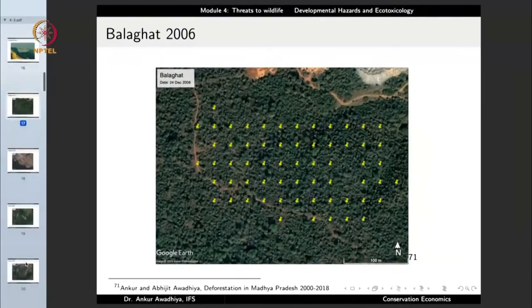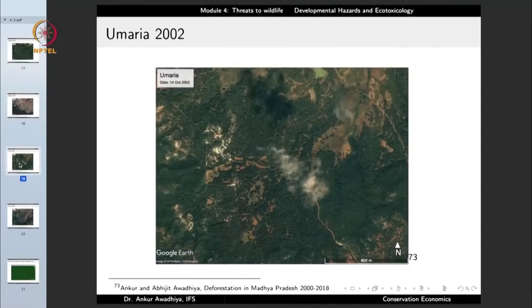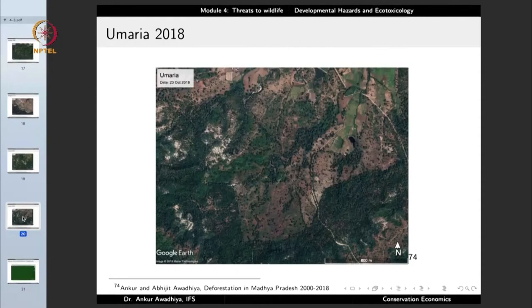So, this is an example of deforestation for mining. This is Balaghat in 2006. This is the same area in 2018. The forests are gone. This is an example of going for economic growth, because of which people are diverting the forest into agriculture. So this is Umaria in 2002. And if you concentrate on this area, it's gone. All of these forests are now gone. So this is Umaria in 2018.